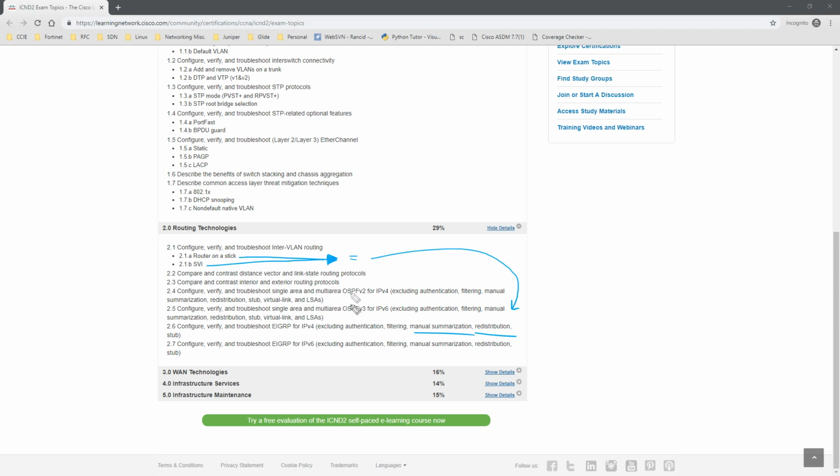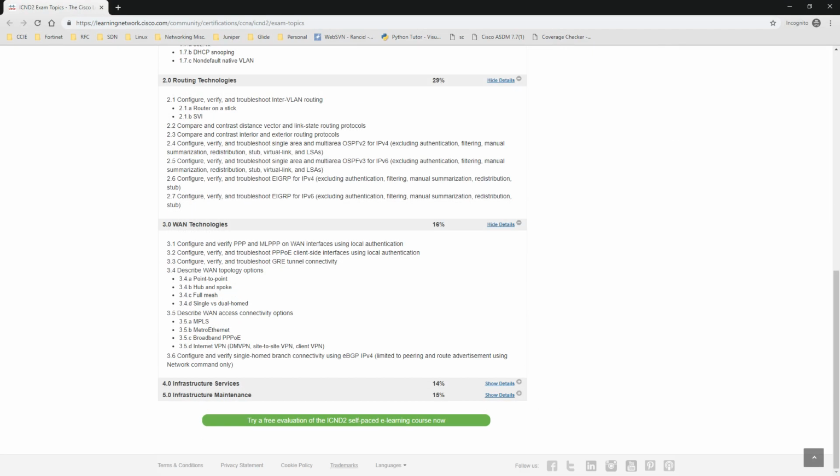So we've talked quite a bit about things like OSPF and EIGRP already, but of course with the ICND2, we're taking that to the next level and introducing multi-area OSPF, along with IPv6 for EIGRP. So some exciting topics there as we move on through the syllabus.